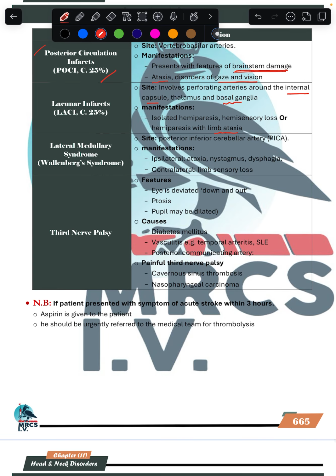Lateral medullary syndrome. This is also called Wallenberg syndrome. This is PICA, posterior inferior cerebellar artery. PICA. Questions are coming on this. So it is called Wallenberg syndrome, lateral medullary syndrome: ipsilateral, same side ataxia, nystagmus, dysphagia, and contralateral sensory loss. So this is Wallenberg syndrome, involvement of PICA.